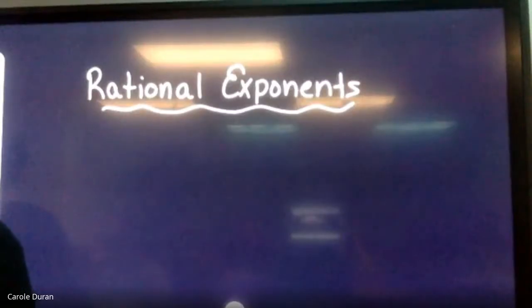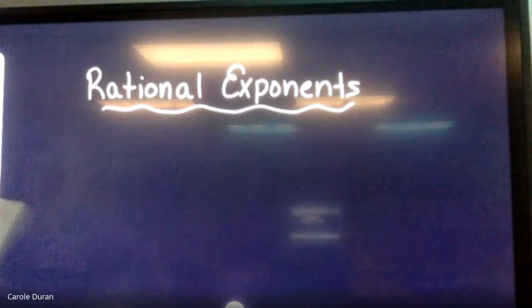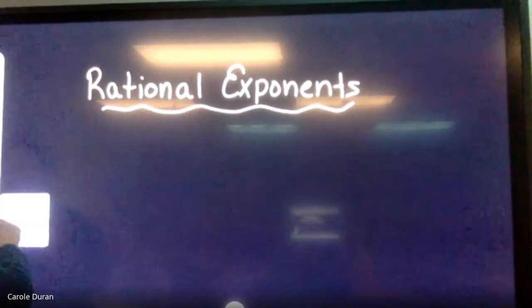Exponential and radical forms, and then using that to evaluate or simplify expressions. So we are going to start by converting between the two forms.